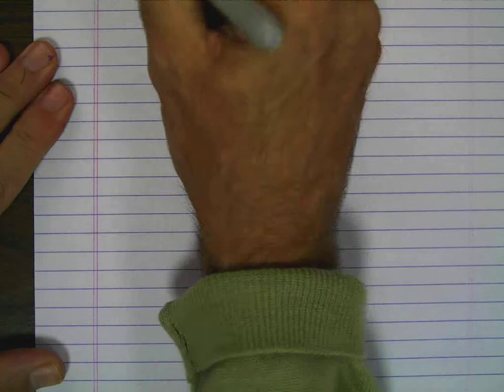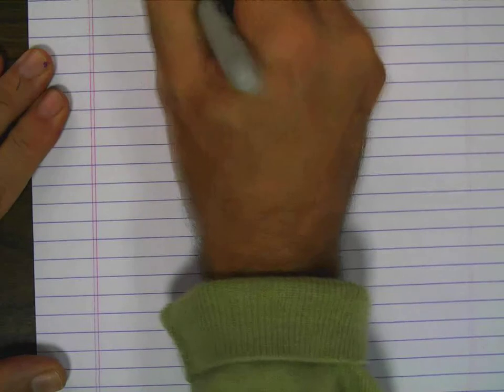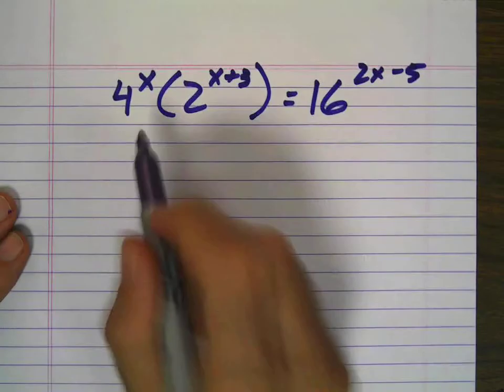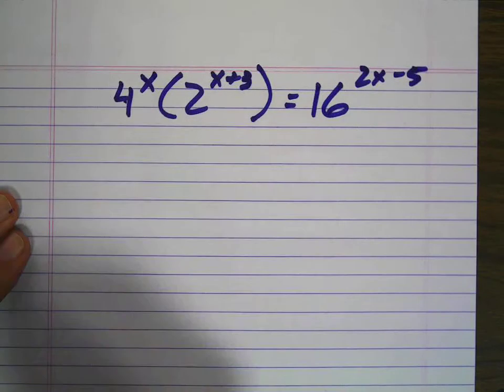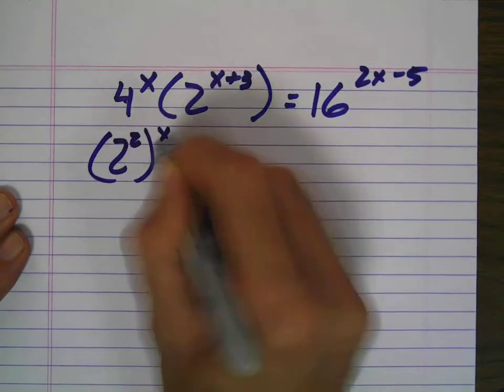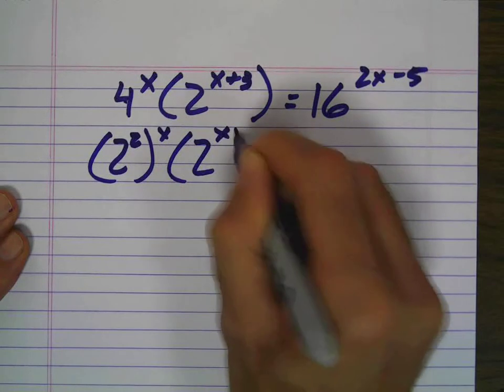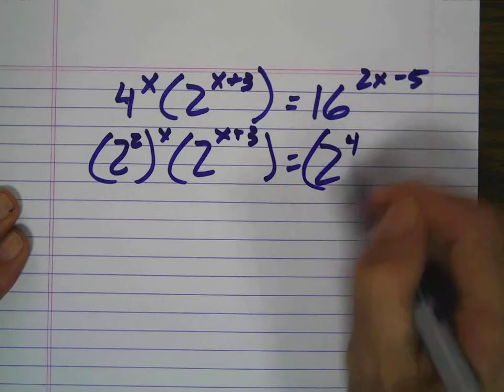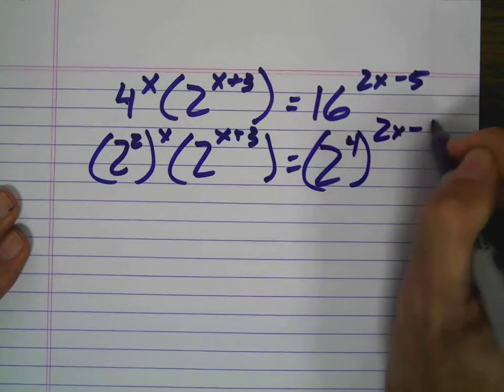Number 15 looks like this: 4 to the x times 2 to the x plus 3 equals 16 to the 2x minus 5. Step 1, I'm going to rewrite this as a power of 2. This is 2 squared to the x times 2 to the x plus 3. 16 is 2 to the 4th, to the 2x minus 5.